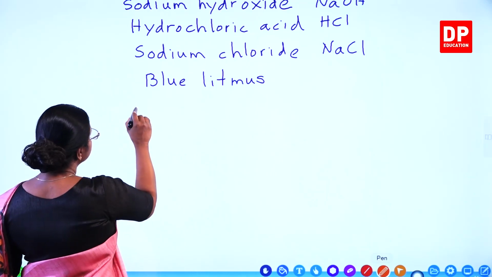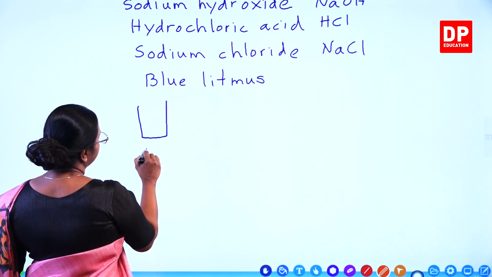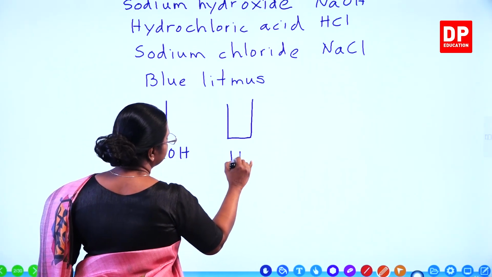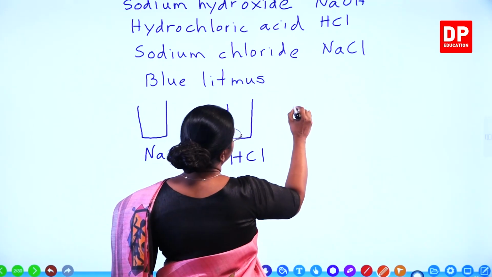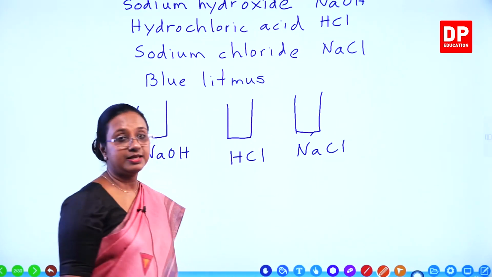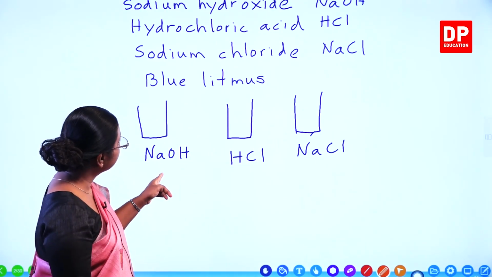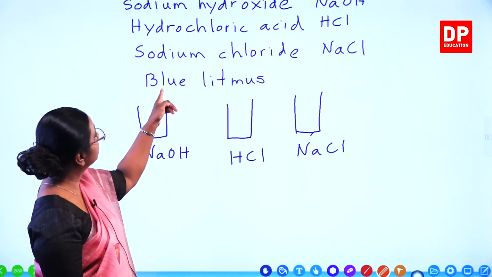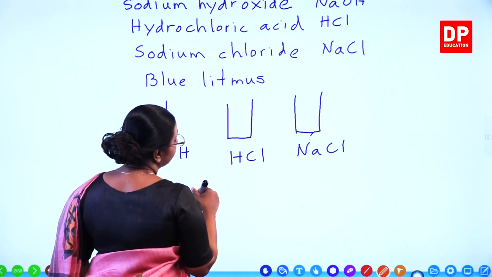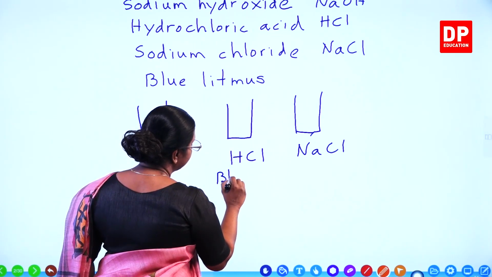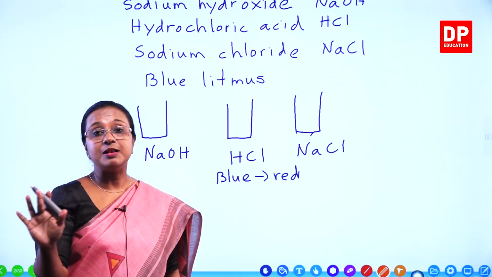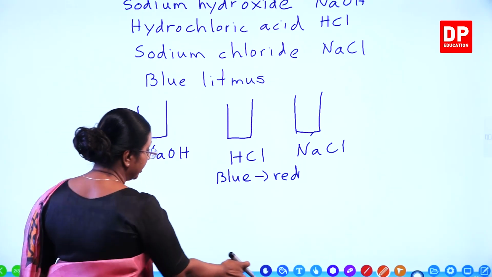You have the blue litmus, you have NaOH, you have HCl, and you have NaCl. But you don't know what is what. You know sodium hydroxide is a base. So the base litmus color is blue. There will be no change. Hydrochloric acid will turn blue litmus to red. Again sodium chloride, there will be no change. So what do we do?